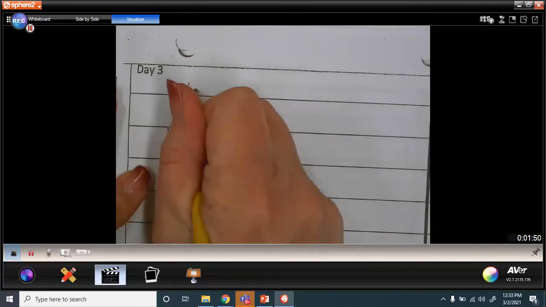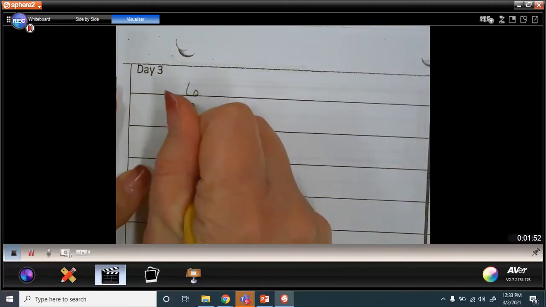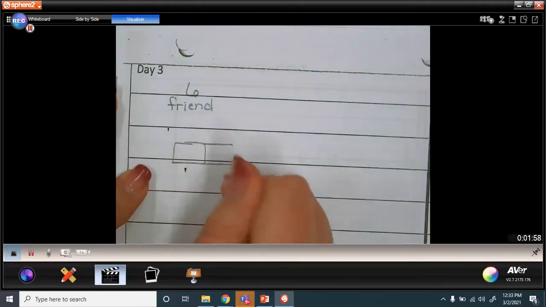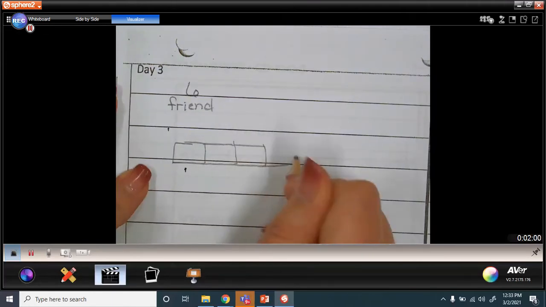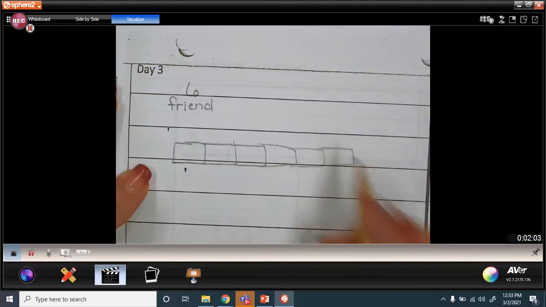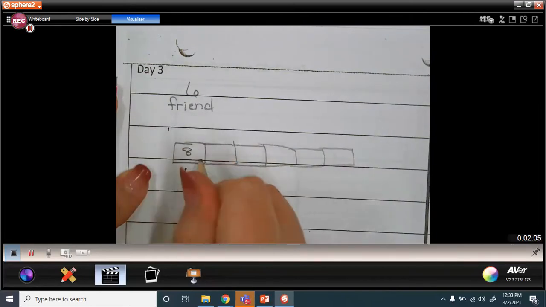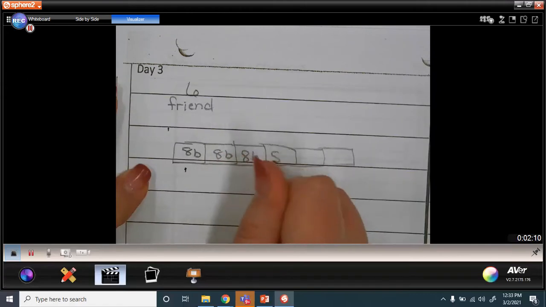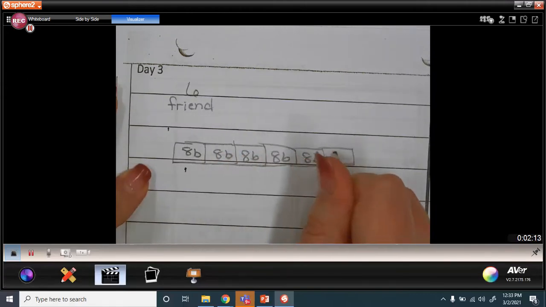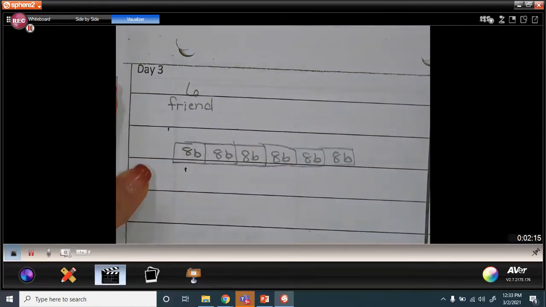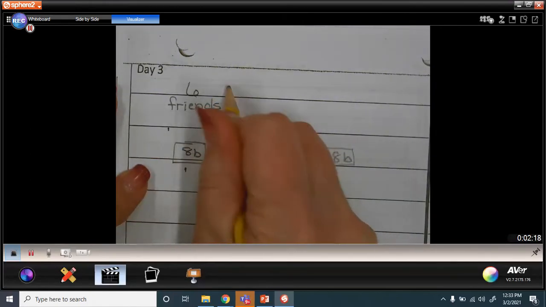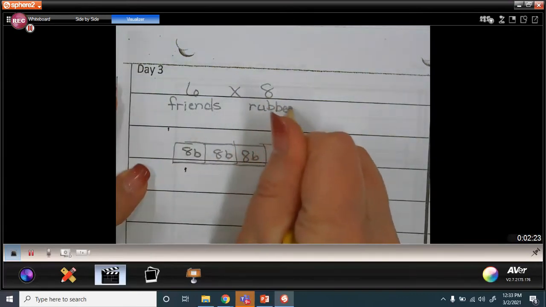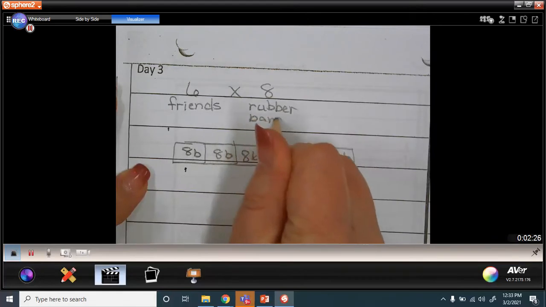So your 6 friends are getting each 8 rubber bands. This person gets rubber bands, this one gets rubber bands, and again, rubber bands. So 6 friends, 8 rubber bands for each friend, right? 8 rubber bands each.